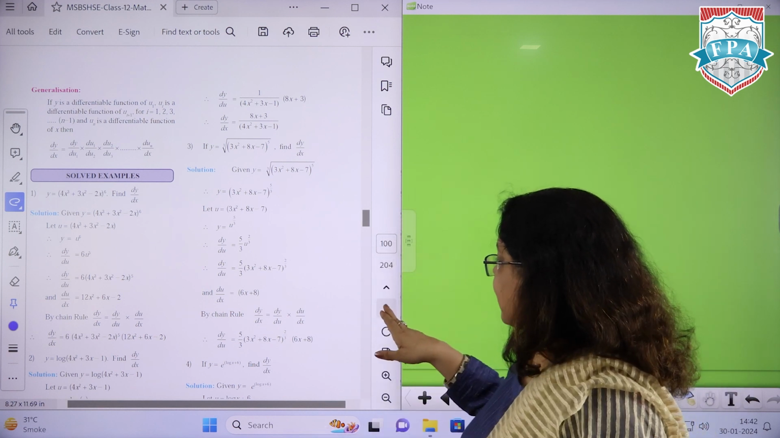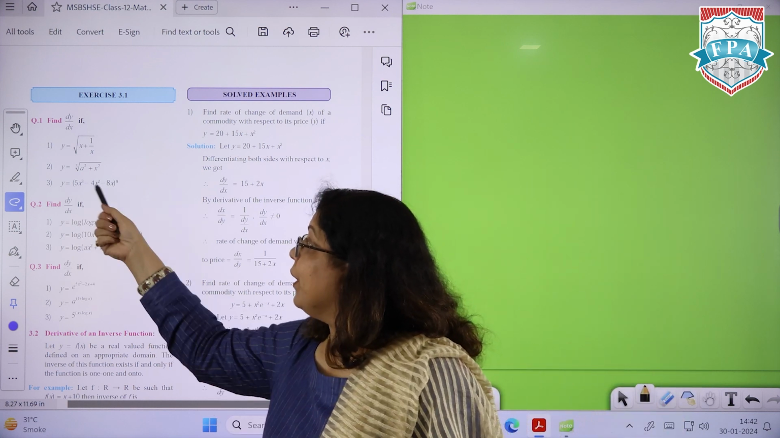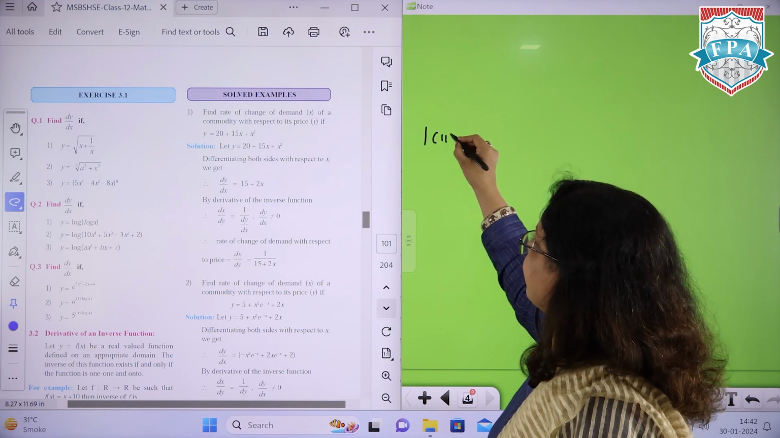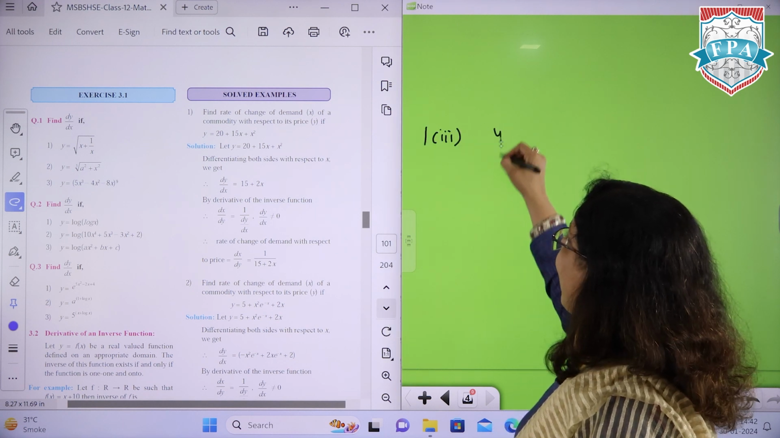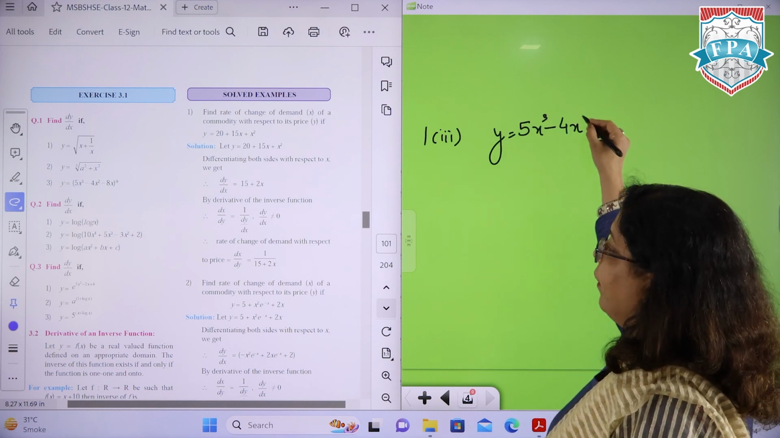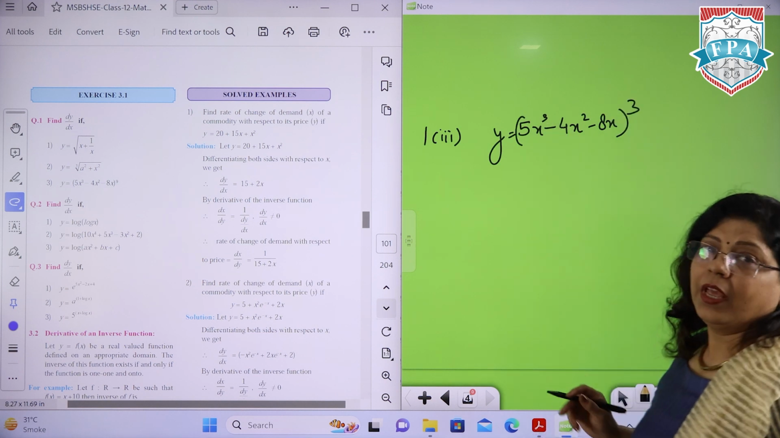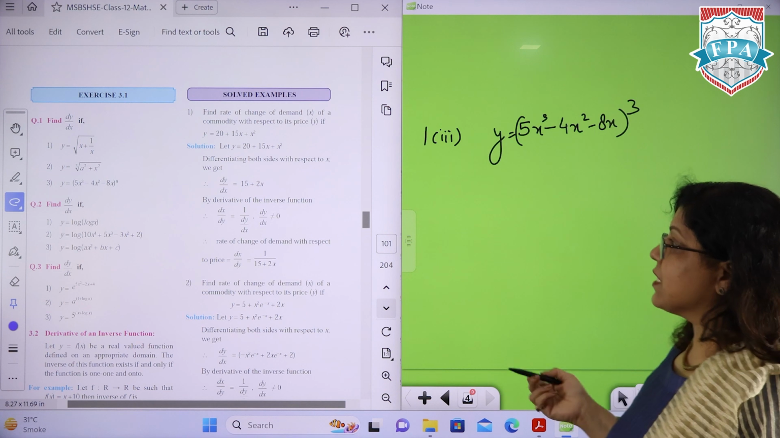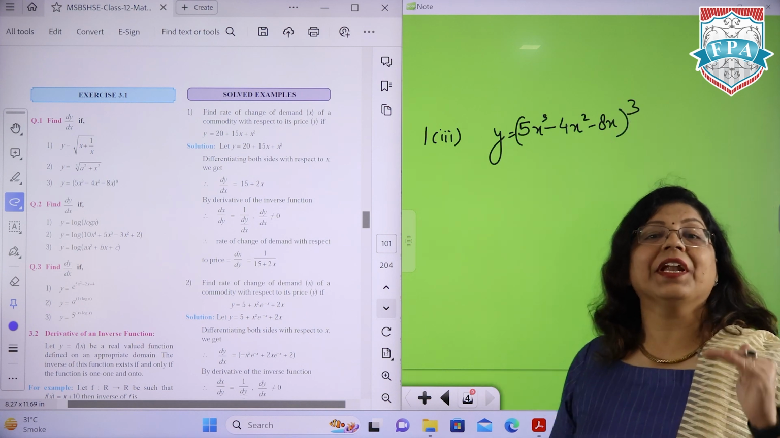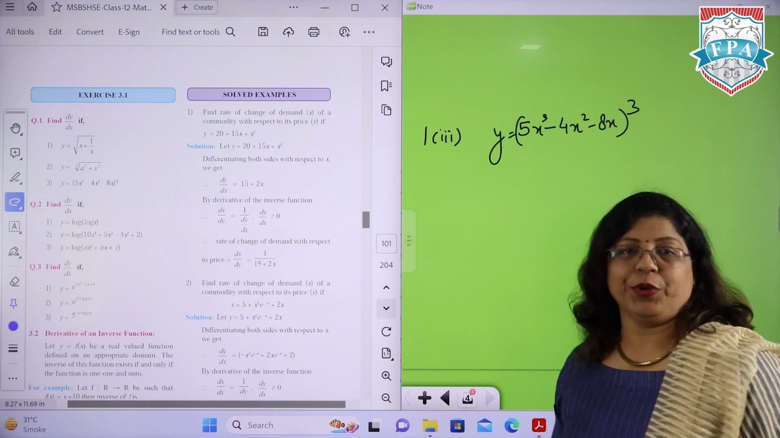So let's take one question from your exercise itself. We'll take the third question of the first: y is equal to (5x cube minus 4x square minus 8x) whole cube. You can see this question. As such, we have learned x cube, but here it's not directly x cube. There's a whole expression which is getting cubed over there.